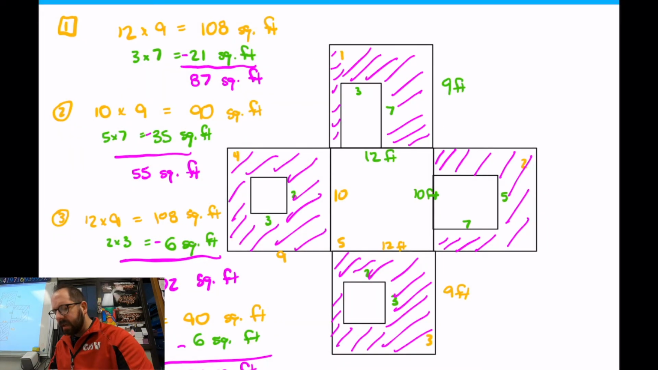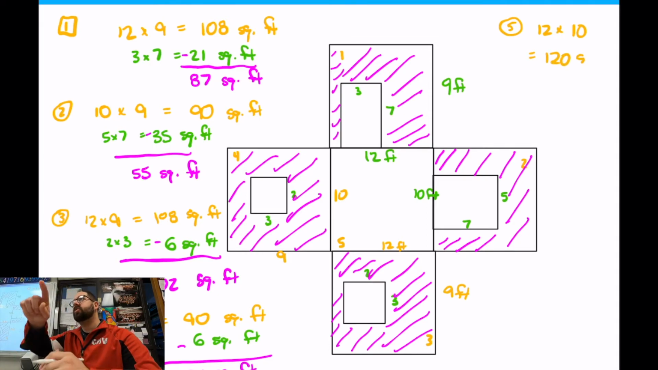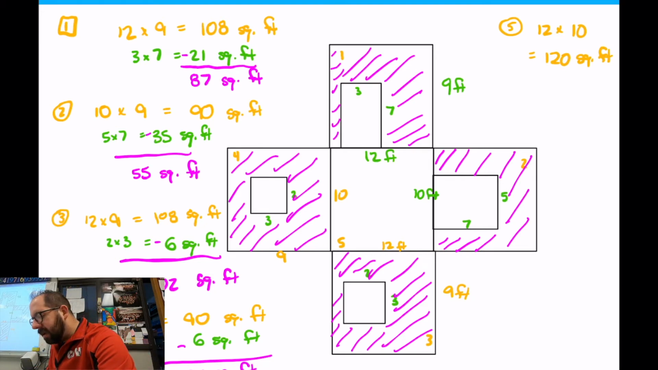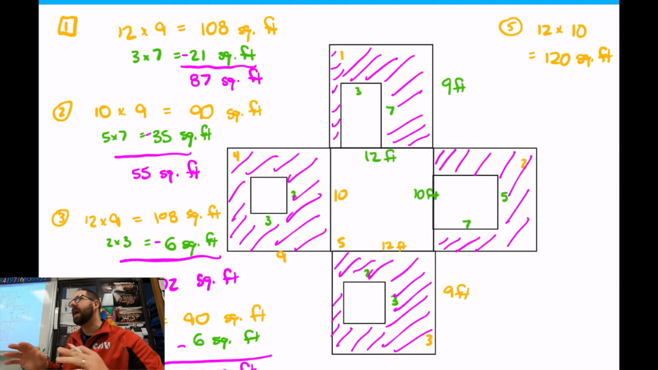So the ceiling above the middle of the room is the final fifth piece. That room is 12 by 10. That's the ceiling, right? It's 12 by 10. That's the middle room. So when you multiply that, that's 120 square feet. And you do not have to subtract anything from it.